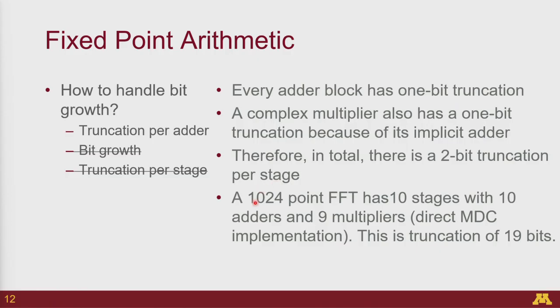Now if you have something like a 1024-point FFT, that has 10 stages, and in those 10 stages you have 10 adders and 9 multipliers. What that means is that from start to finish, you would have a total truncation of 19 bits, which is a lot. That means if you want a good enough signal-to-noise ratio, let's say at least 8 bits, then you need to start off with a signal which is at least 19 plus 8 bits, or 27 bits.